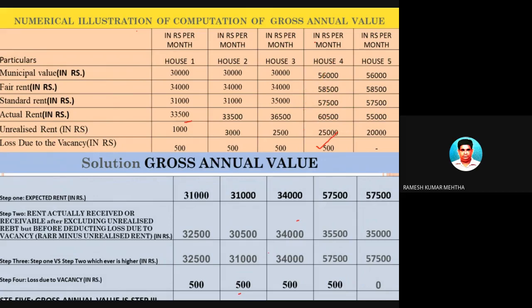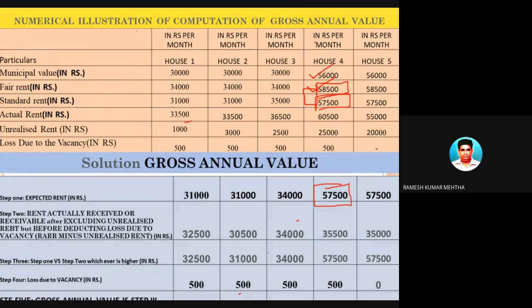Let's find out the gross annual value from the given property. First step, that is expected rent. Expected rent is municipal value versus fair rent, whichever is highest, which is 58,500. Compare this with the standard rent, 57,500. Among them, whichever is lowest is the answer to step number 1. So the reasonable expected rent is 57,500.